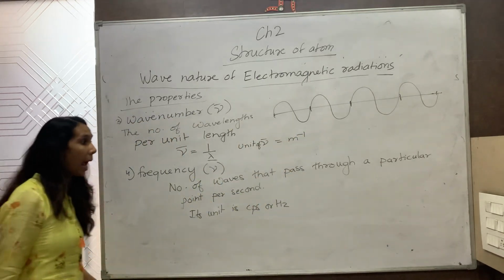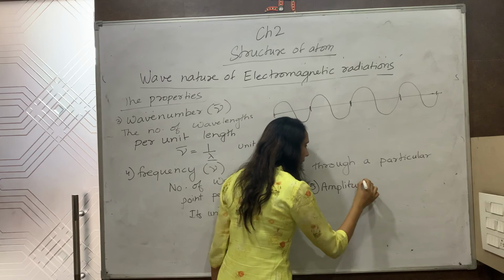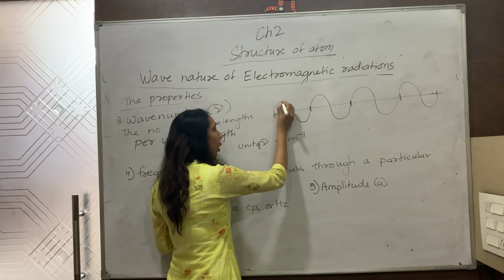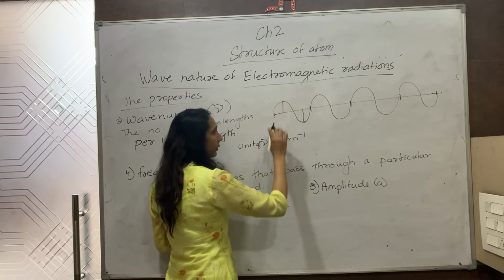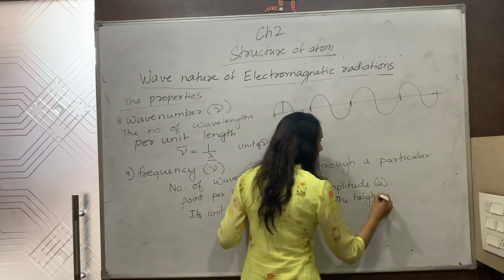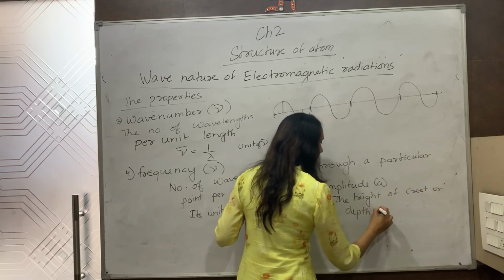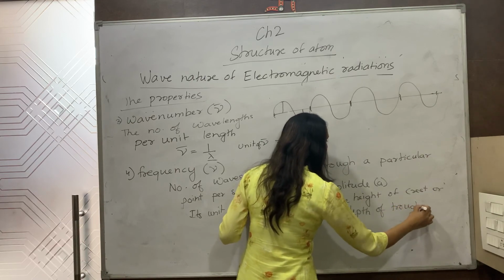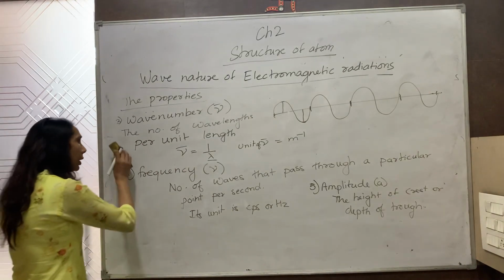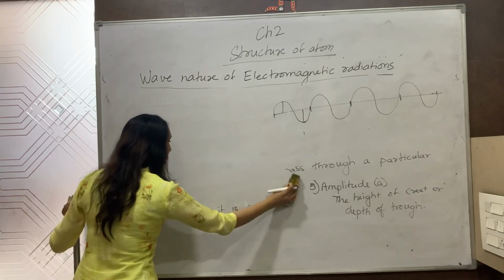Now the last term, amplitude, represented by A. It is simply the height of the crest or depth of a trough. This distance is the amplitude. The height of the crest or depth of the trough is called amplitude A. Now we will see, lastly, the relationship between all these properties.